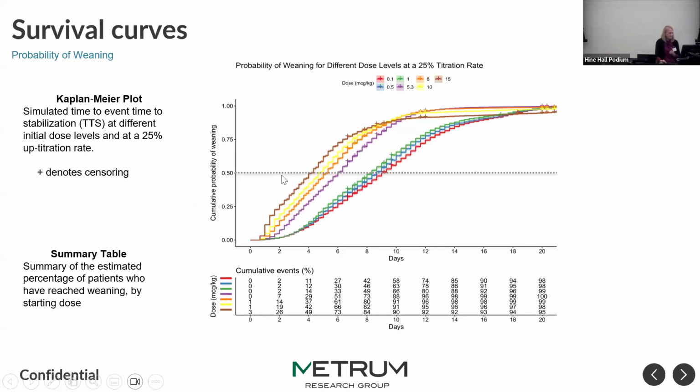In contrast, if you look at weaning rate, the starting dose actually does make a big impact in our predictions of our time to wean. For example, looking across that 50%, if we have a starting dose of 1 microgram per kg versus a starting dose of 5.3, that can make a difference of about 2 days for time to wean. That actually does make a big difference.